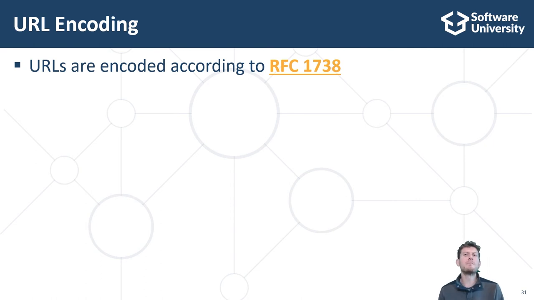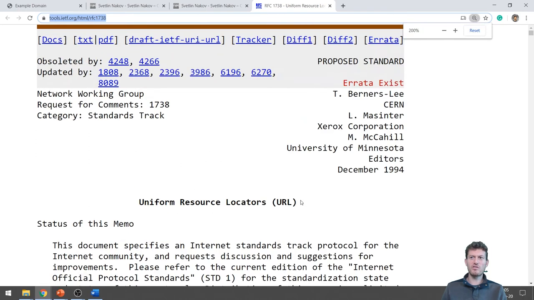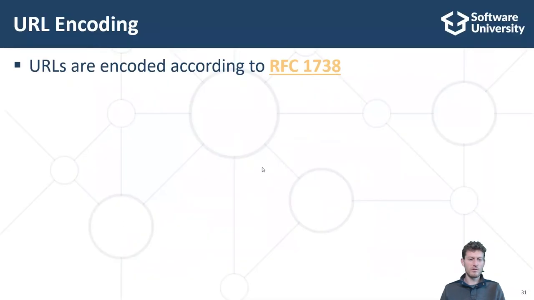Sometimes the query string parameters need to hold special characters like the equals symbol or the question mark symbol. To maintain this, the query string needs character escaping, which means that some special characters are replaced by sequences of other characters. This is called URL encoding. URLs are encoded according to the RFC 1738 standard, which describes the Uniform Resource Locators or URLs.